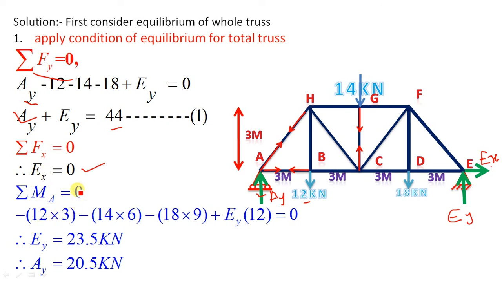Now take the moment about A. We have considered clockwise as negative and anti-clockwise as positive. So 12 into perpendicular distance 3 creates a moment in clockwise sense, so minus 12 into 3, minus 14 into 3 plus 3, which is 6, minus because of clockwise sense, then minus 18 into 9 because it also creates a clockwise moment, plus EY into 12. From that you will get the value of EY. Substitute EY in equation 1, you will get the value of AY. Both are positive, so the assumed directions are okay.